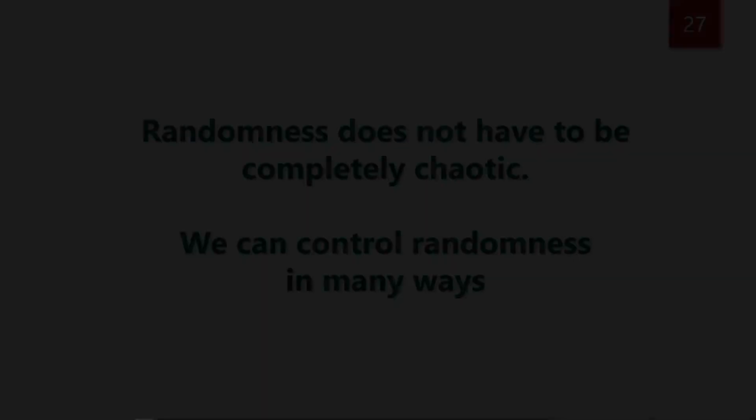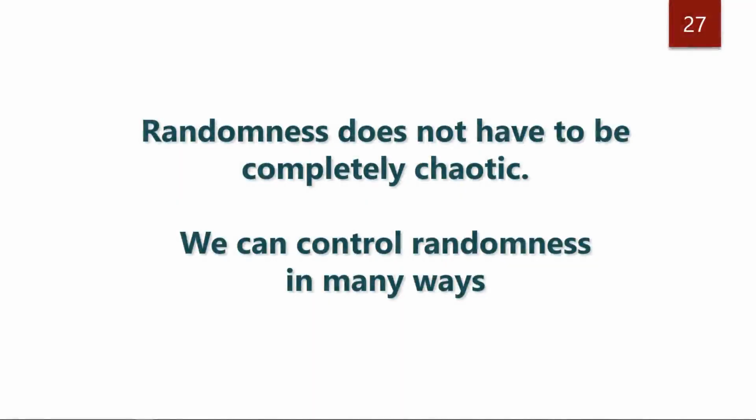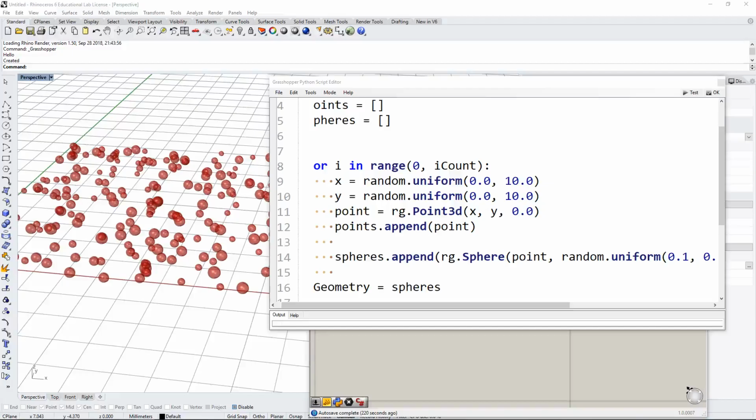All right. Now the next part is important. So the takeaway message is randomness does not have to be completely chaotic. By applying some simple mathematical tricks, we can control or vary the amount of randomness, or blend randomness with perfect orderliness, if there is such a word in English. All right, so let me give you a simple example with this one.